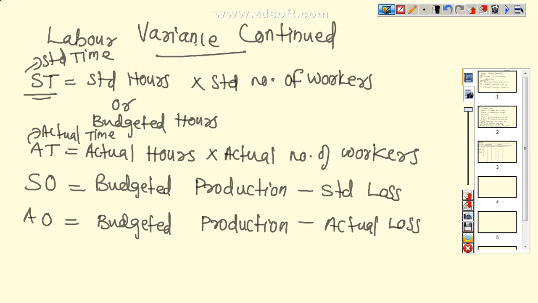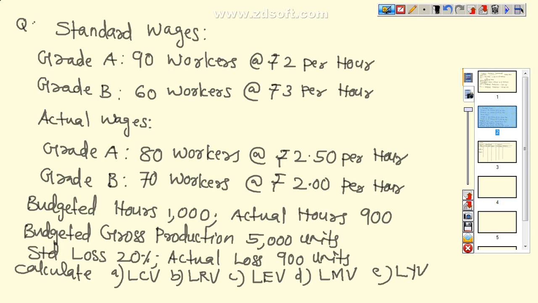To calculate SO, standard output: standard output is equal to budgeted production minus standard loss. Actual output is equal to budgeted production minus actual loss. Sometimes if standard hours, budgeted hours or actual hours are not given, in that case we can consider normal hours if it is given in the question. Based on this information it is better to prepare a table.